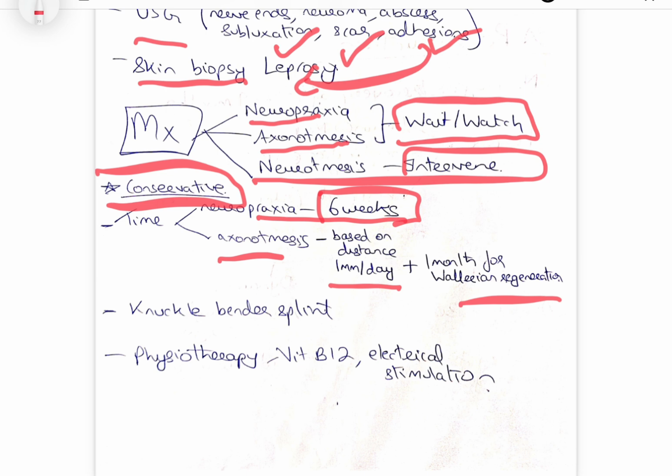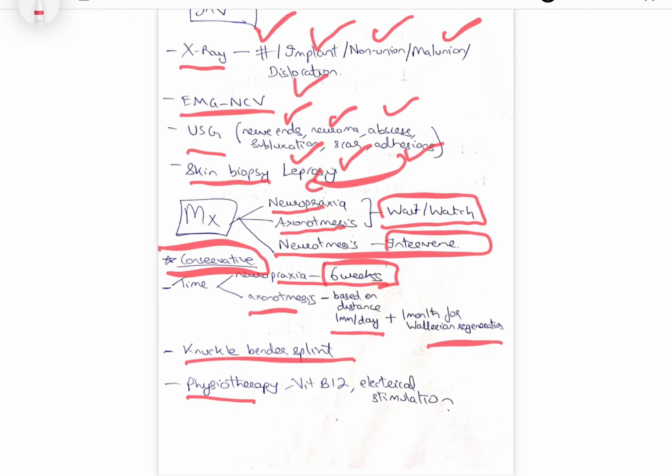What do we do in conservative management? We use the knuckle bender splint. At the same time, we advise the patient for physiotherapy, B12 supplementation, and electrical stimulation. Am I making sense?